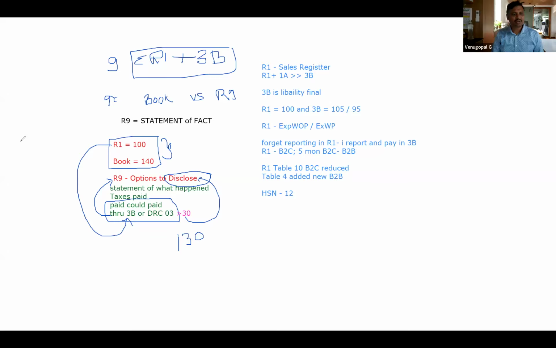Now, let's look at the challenge with this 130 rupees. Of this 130, 100 is clearly from R1. You have the bifurcation of B2B, B2C, export, 5%, 12%. But the 30 that is paid through DRC03, where is the bifurcation? You don't have that.